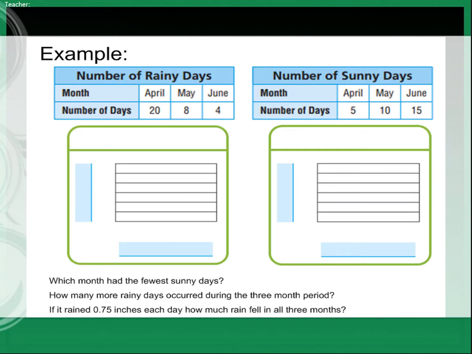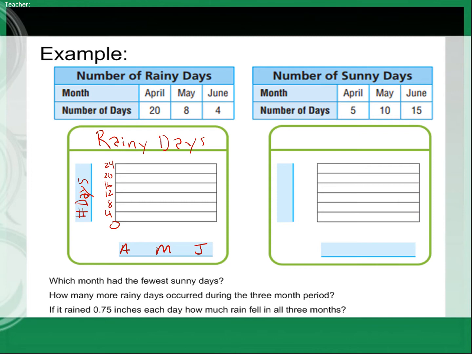So here, another example, number of rainy days. We have 3 months. We have April, May, and June, and the number of days. I've got 0, 1, 2, 3, 4, 5, 6. My highest number is 20. They are even. So if I count by twos, I only get to 12. If I count by fours, 4, 8, 12, 16, 20, 24. That works out really well.